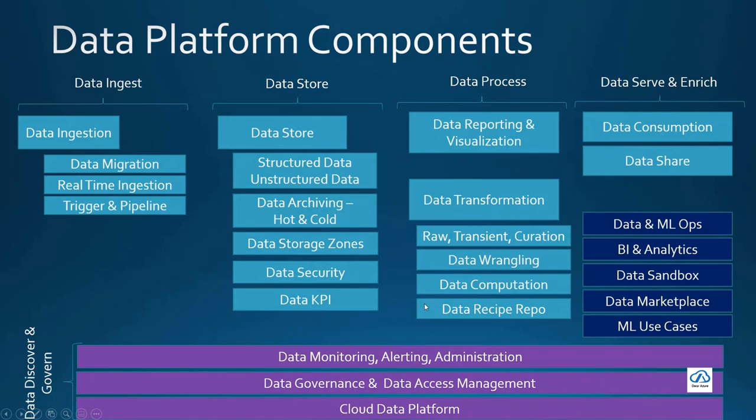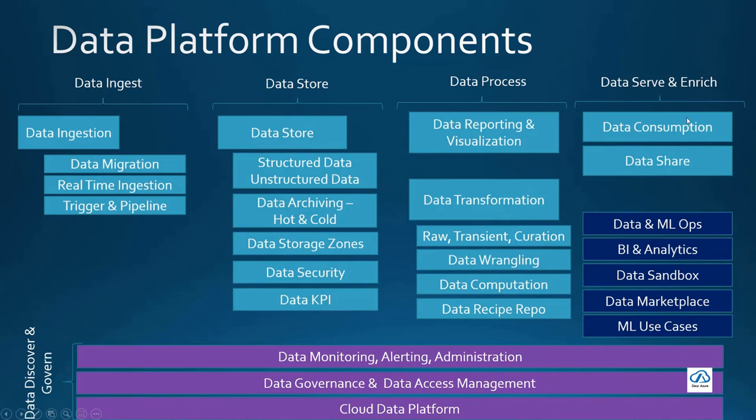And also, for all those individual data changes they are doing, you need to have some kind of recipe: okay, this is the raw data, you changed it from raw to transient, you did this kind of operation to convert from raw to transient, and this kind of operation to convert from transient to curation. You need to store them as code, as a recipe, so that you can reproduce the same approach. If you lose the transient data or curation data, you can recreate them using the recipe. So you need to store them as a recipe repo.